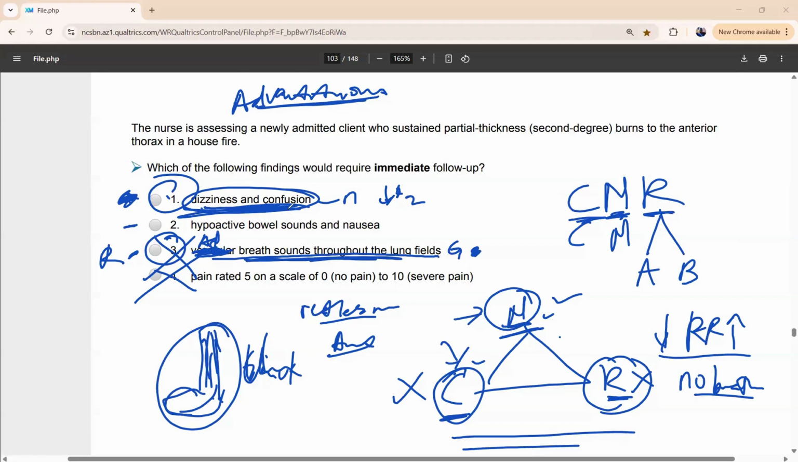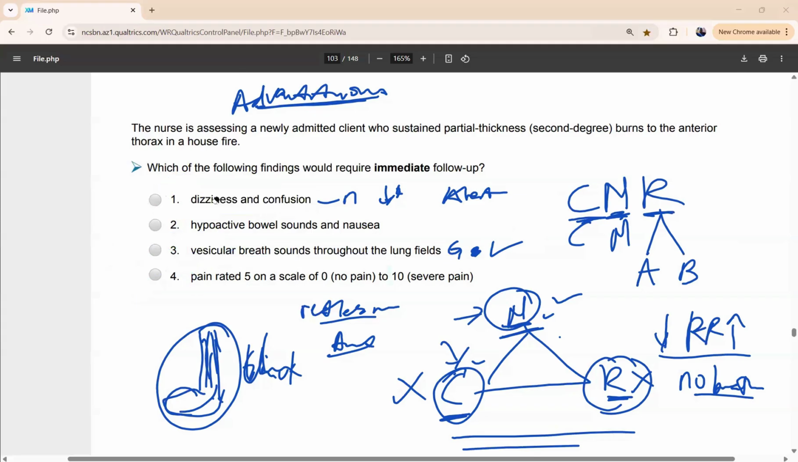So that's the reason why it's good. But if there is no dizziness in this question, let us say the question just said the patient is alert, this is what we are going to prioritize as our answer: adventitious breath sound. Am I making sense? Okay. So that is how you think about it.